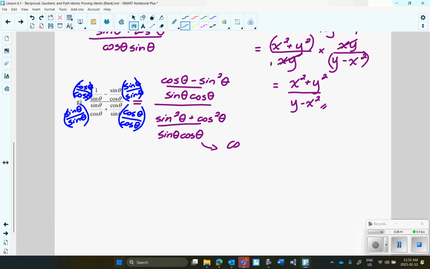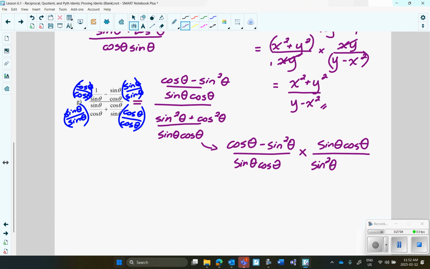And now we change it to a multiplication. So it's going to be cos theta minus sine squared theta over sine theta cos theta, multiplied by the reciprocal of the bottom fraction. So it's going to be sine theta cos theta over sine squared theta plus cos squared theta.